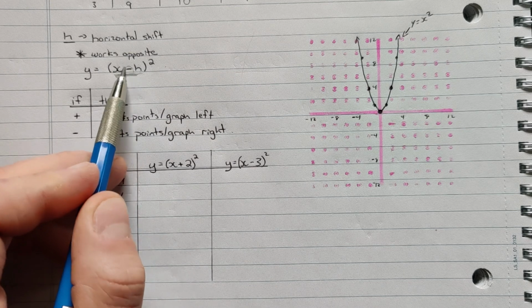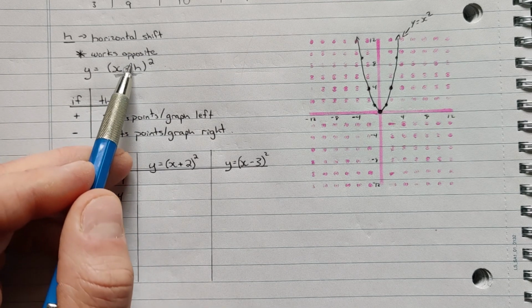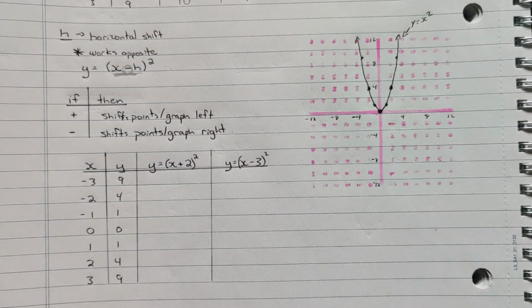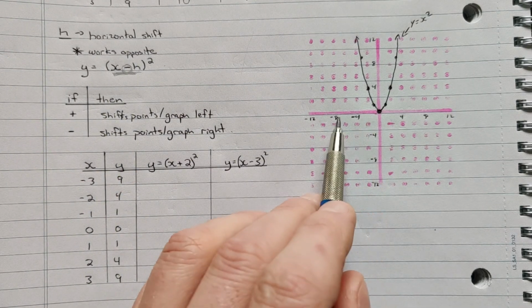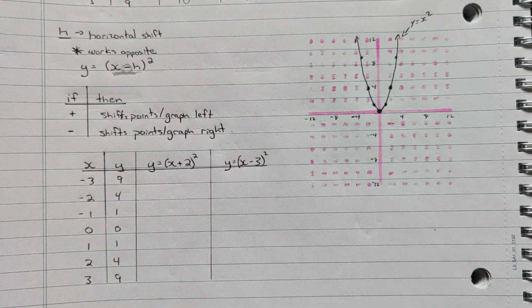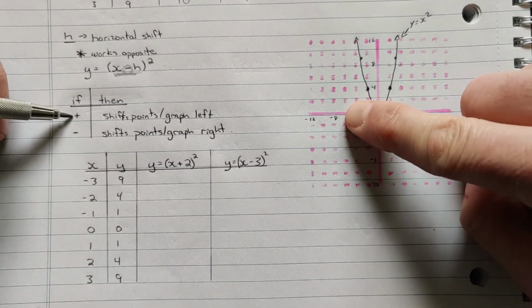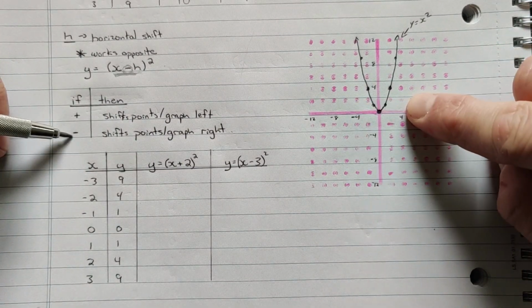And notice it's negative. Whenever you have a negative sign here, it works opposite. So it's going to do things in the positive direction. A negative won't move things over to the negative side. It'll actually move things over to the positive side. So h in the bracket, anything in the brackets will work opposite. So a positive h actually shifts the graph to the left. A negative h would shift the graph to the right.